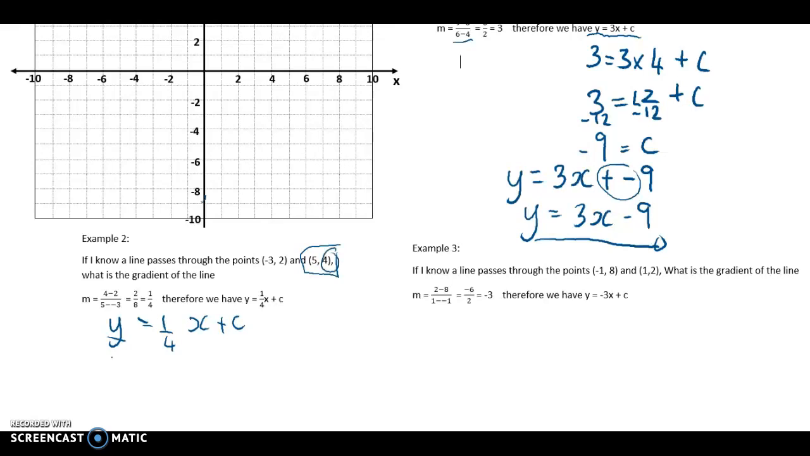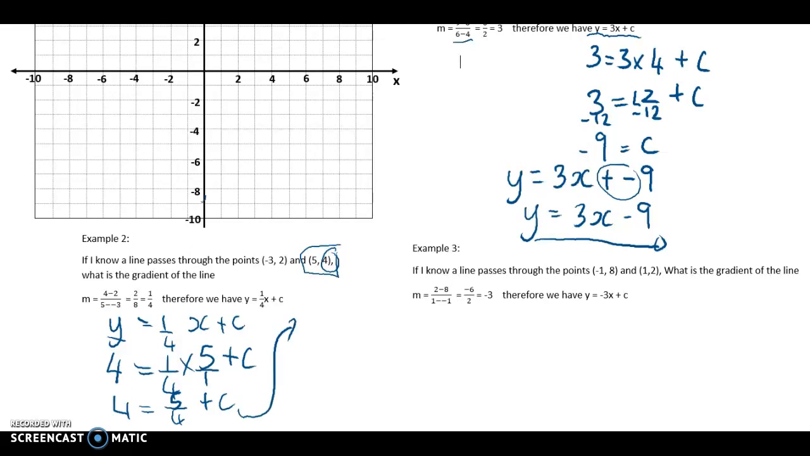So I've got 4 is equal to 1/4, and 1/4 x means 1/4 times x, so 1/4 times 5, plus c. Now, if I've got 1/4 times 5, that's 5 over 4. If you remember multiplying your fractions, you can just change 5 to 5 over 4.